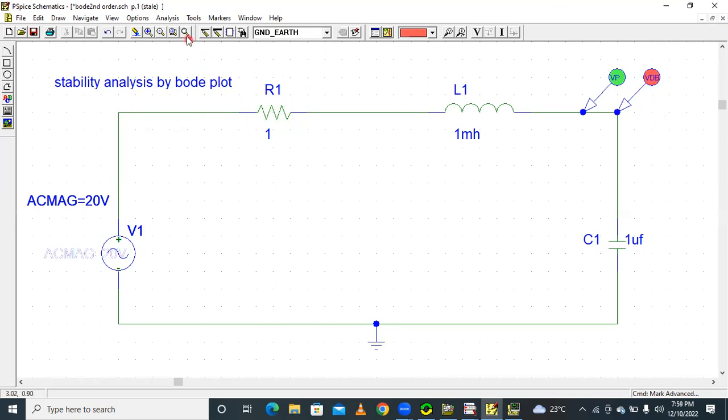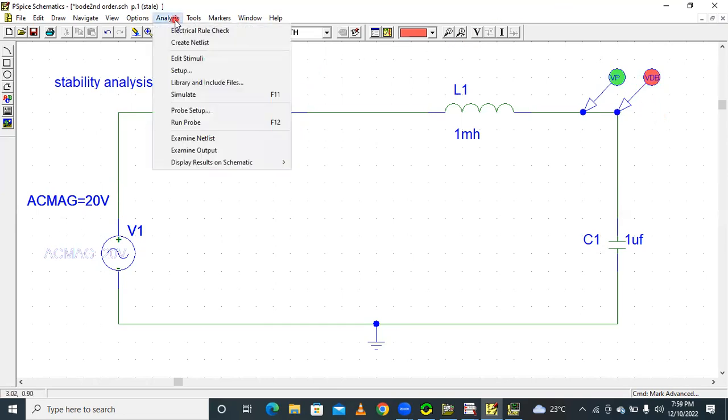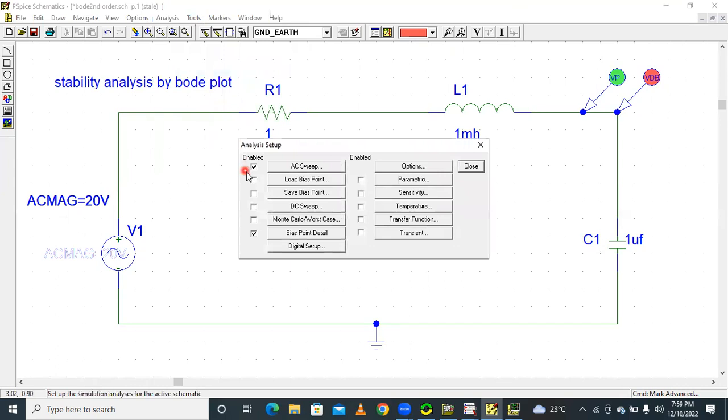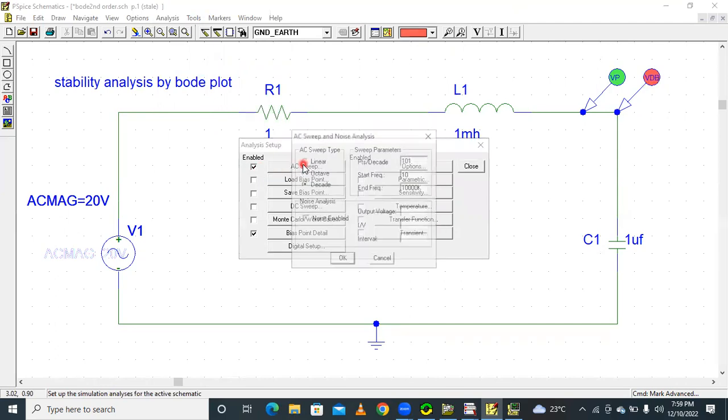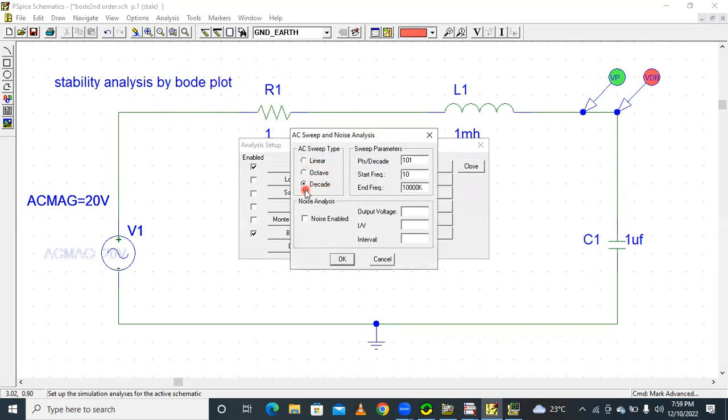After this, go to analysis, and go to setup, AC sweep analysis. Frequency domain analysis is related to the AC, that's why AC sweep analysis. Enable AC sweep analysis and press the AC sweep analysis button here.